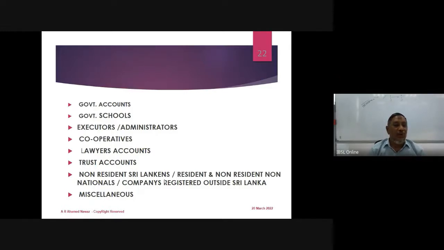Right. Next comes the lawyer's account, called the lawyer's client account. Lawyers can maintain accounts for clients, which are not taxable. Even when issuing checkbooks, we are not charging any commission on that.